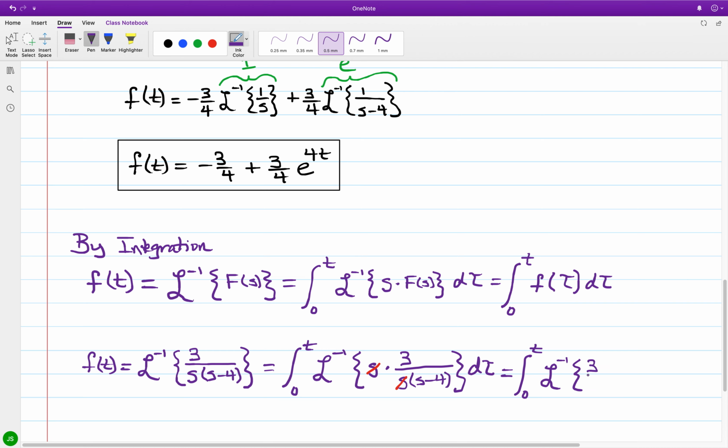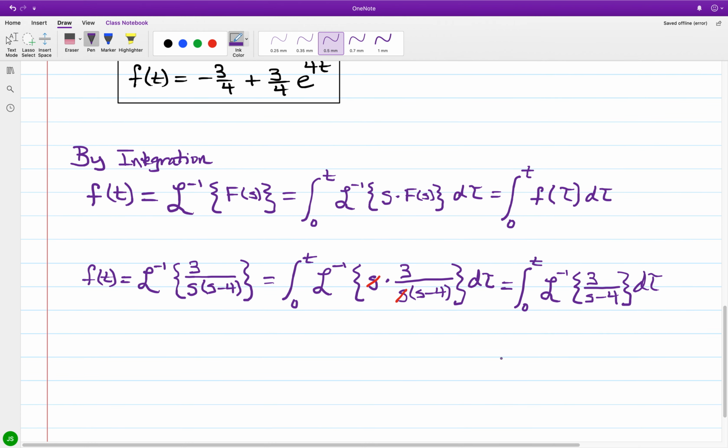of 3 over s minus 4 d tau. Again, 3 is a multiple, and the reciprocal of s minus 4 is the Laplace transform of e to the 4t, but I'm going to put this in terms of the integration variable.